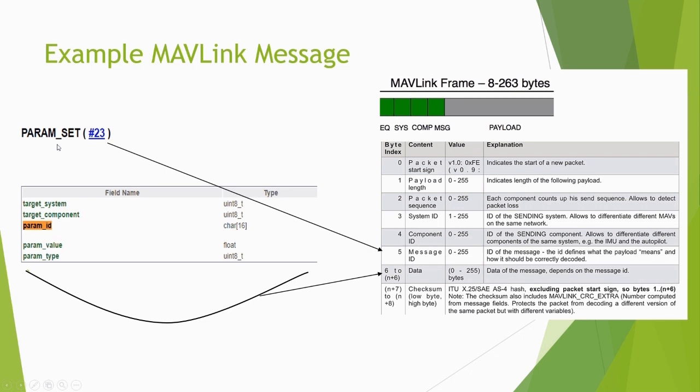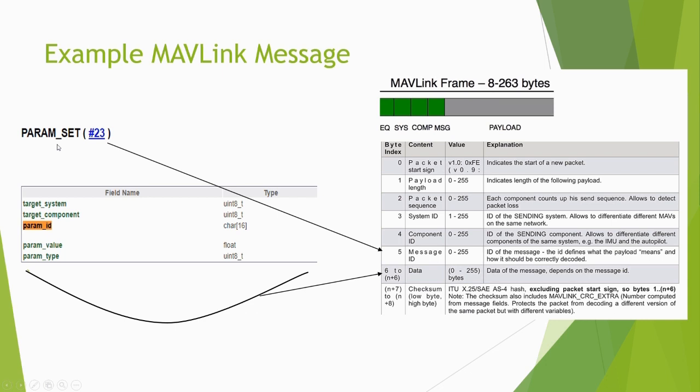Now we have the param ID field, and we can see its type is a char array, indicating to us that we should specify the name of the parameter we want to change. So if we wanted to modify the RTL alt parameter, we would place that string in this field. After this, we can fill out the value we want to set the parameter to with the param value field. And finally, we can specify the type of the parameter. And then all of this gets packaged together and constitutes the data portion of the MAVLink message.